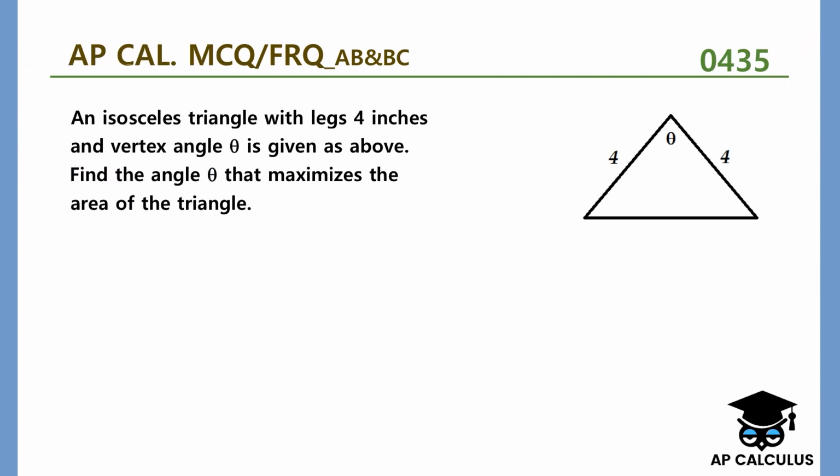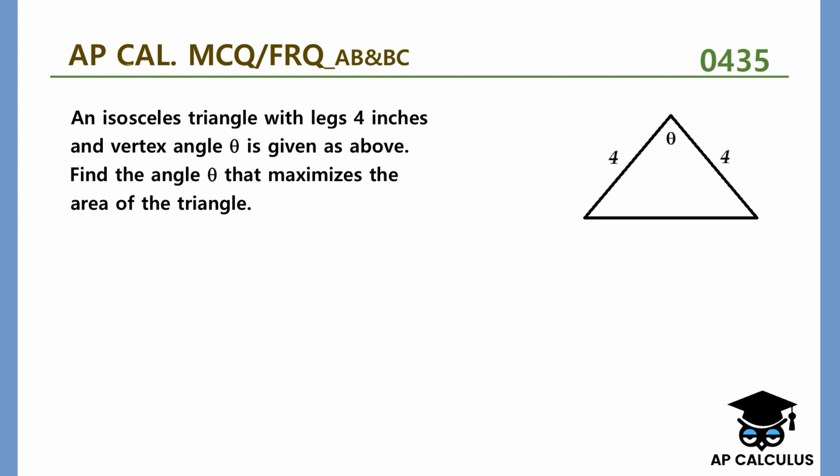Question 435. An isosceles triangle with legs 4 inches and vertex angle theta is given as above. Find the angle theta that maximizes the area of the triangle. And the triangle is right over here. And we are looking for the angle theta here that maximizes the area of the triangle, right?